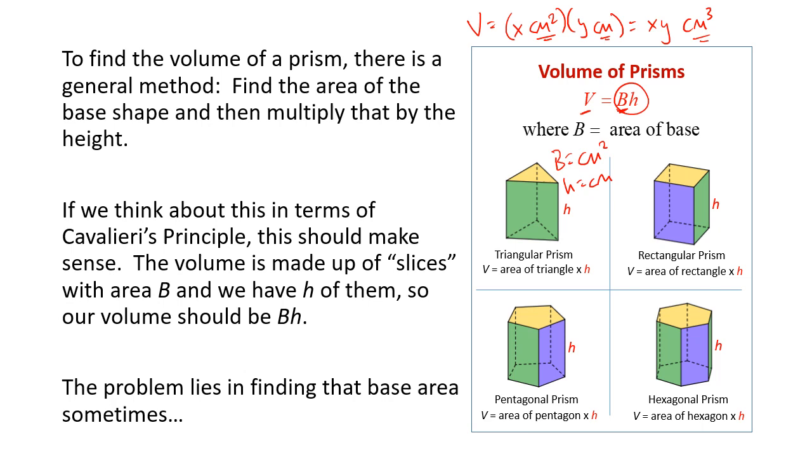So if we think of this rectangular prism as made up of a whole bunch of slices like this, then the volume of that shape is going to be made up of all of those slices. Now, how big are those slices? Well, if we cut them extra super thin, then they're going to be the area of that shape. And then how many of them do we have? Well, we have H of them. We have them stacked up H high.